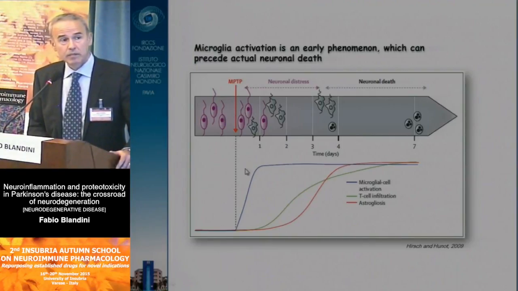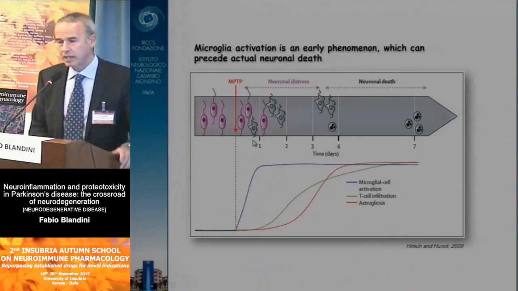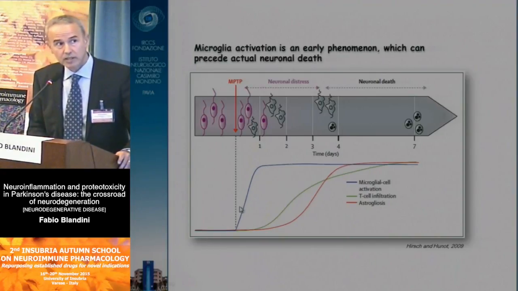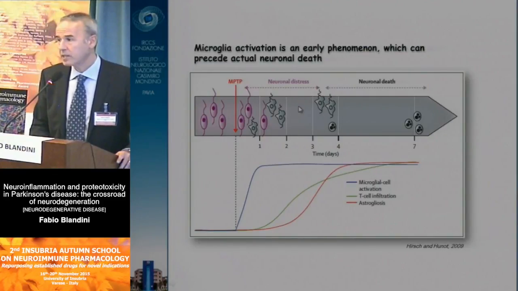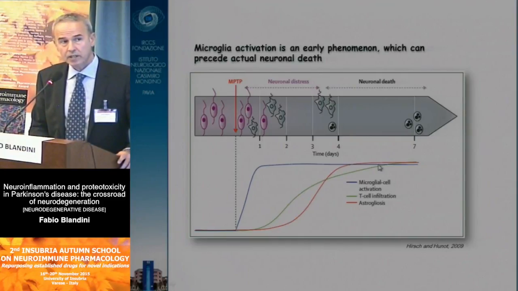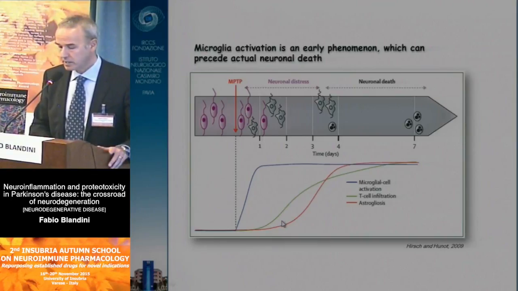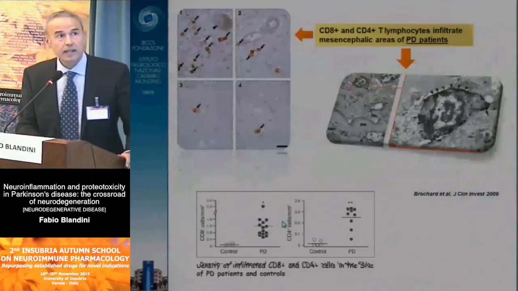So the idea is that once the neurotoxic insult has been delivered, there is a phase of neuronal distress during which there is still very little neuronal damage, but during which microglia is already activated, and then it stays activated as the neuronal distress phase progresses, turning into a phase of manifest neuronal death, being joined at a certain point by T-cell infiltration and astrogliosis. Microglia activation is certainly a very early phenomenon in Parkinson's disease natural history.